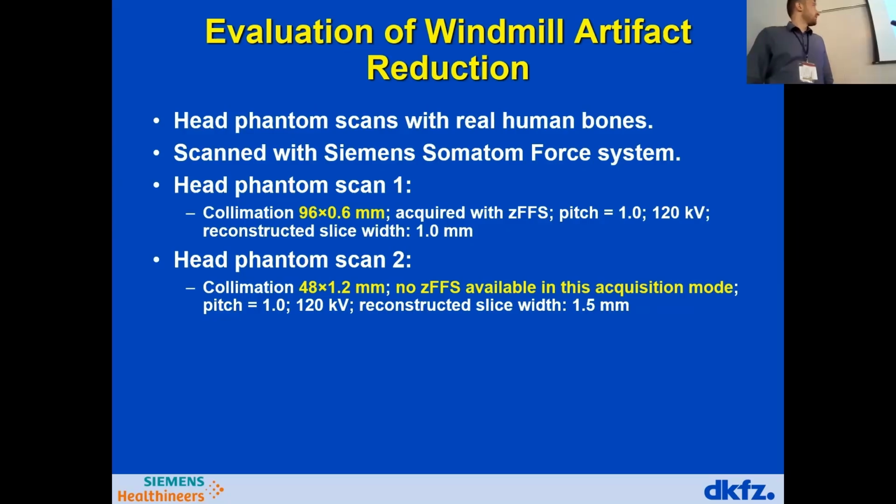And the second scan was acquired with another scan mode with a wider collimation of 48 times 1.2 millimeters. Due to the wider collimation, it is more prone to windmill artifacts. Other than that, this scan mode does not allow to enable the Z-flying focal spot. So we had no ground truth data in this case, and the image quality could only be compared qualitatively.